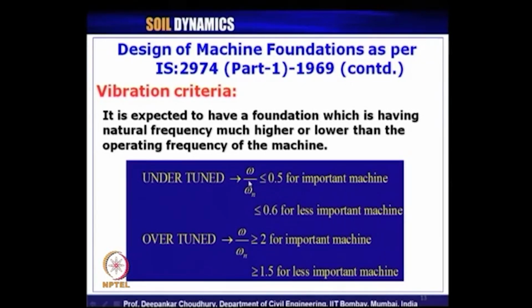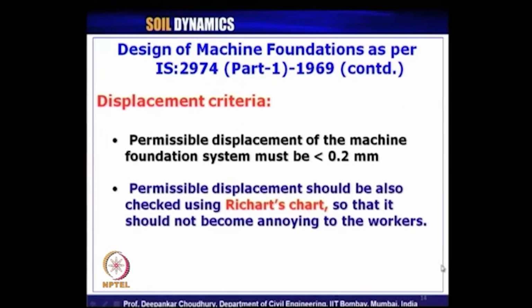So, in case of undertuned, it is proposed that this ratio should be less than equals to 0.5 for important structures, or we can go up to say 0.6, it should be less than equals to 0.6 for less important structure. And for the case of overtuned machine foundation, this ratio should be greater than equals to 2 for important machines and greater than equals to 1.5 for less important machines.